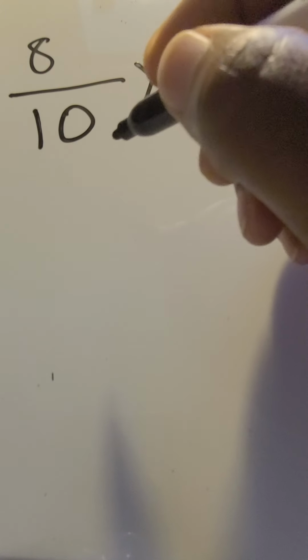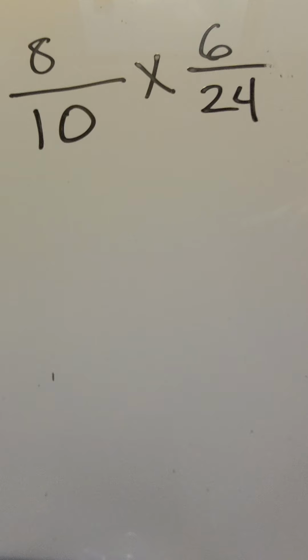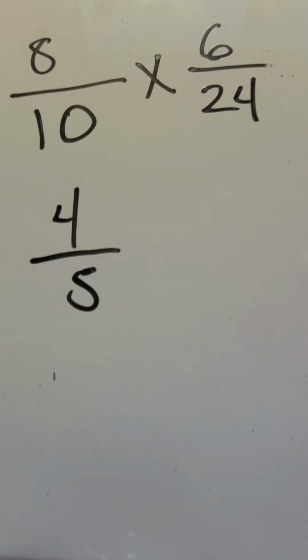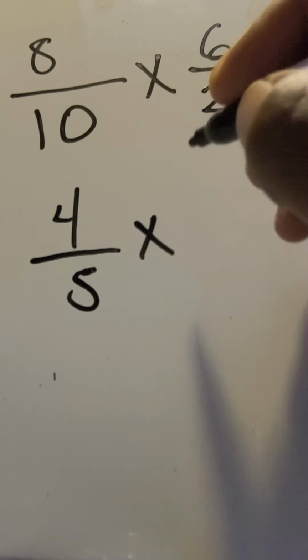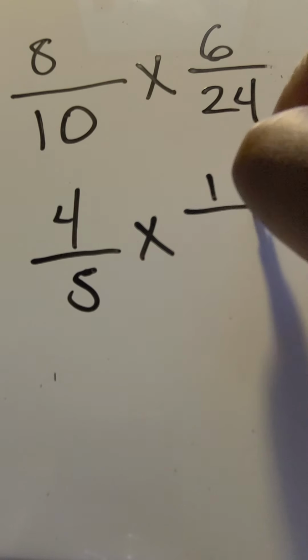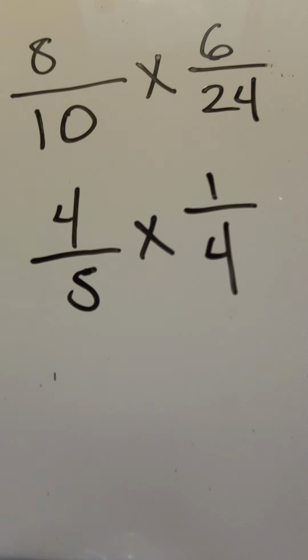So 8/10 is the same as 4/5, right? If we take the numerator and denominator, divide both by 2. 6/24 is the same thing as 1/4. If we take the numerator and denominator, divide both by 6, we get 1/4. So this is our simplified expression.